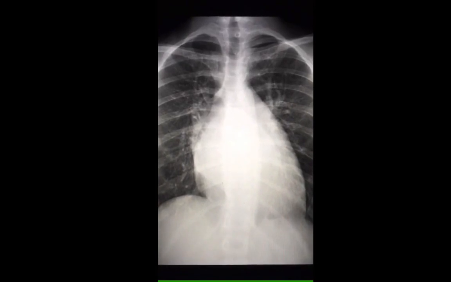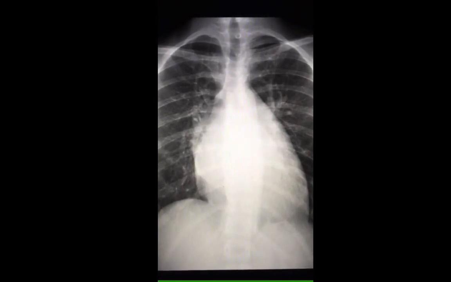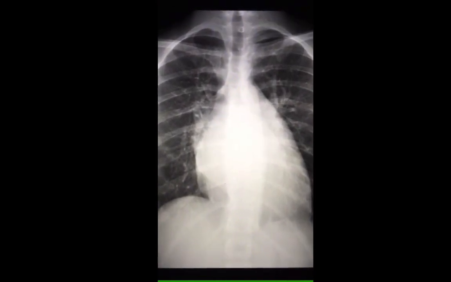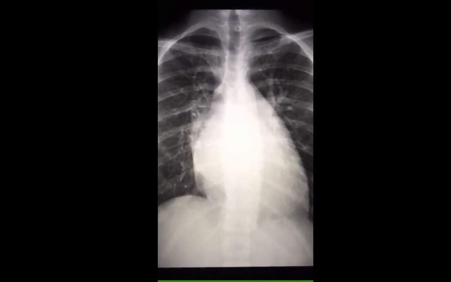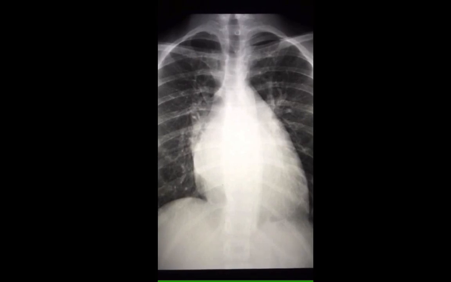So straightening of the left cardiac border, or bulging, is the first sign. The second sign is widening of the carina, and the third sign is a double contour along the right cardiac shadow. Please note that widening of the carina is a very late sign, so look for the straightening or bulging along the left side or the double contour.